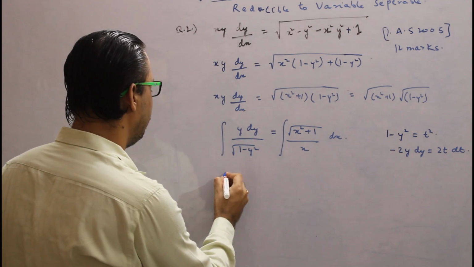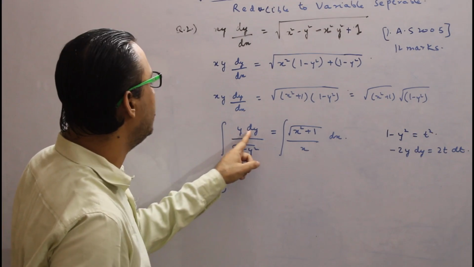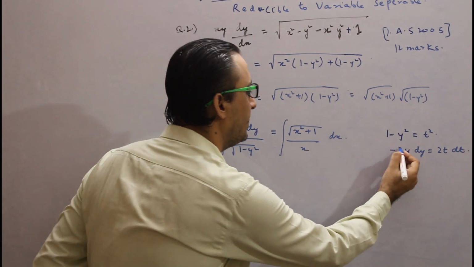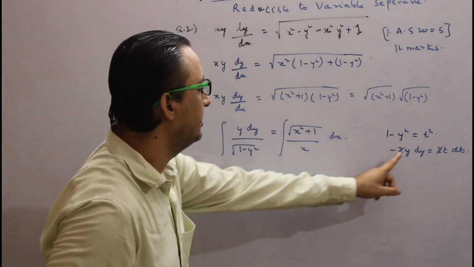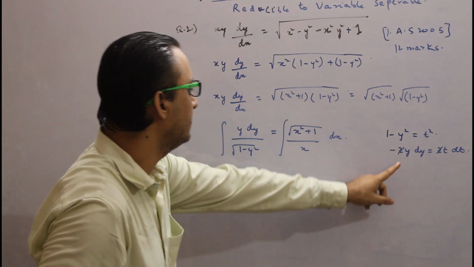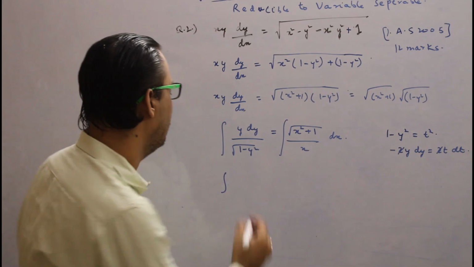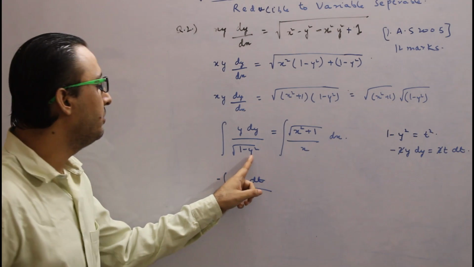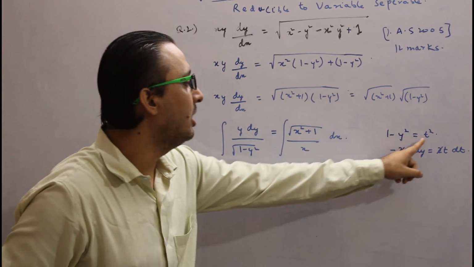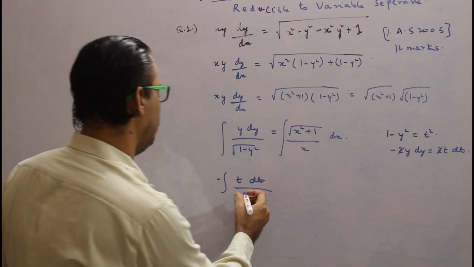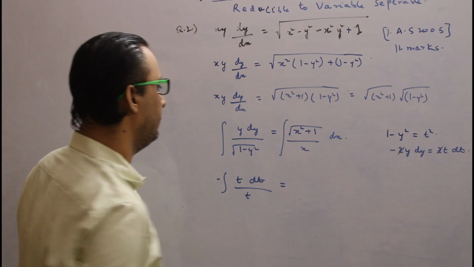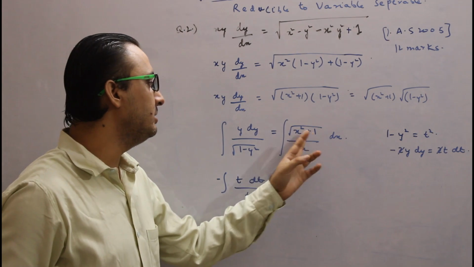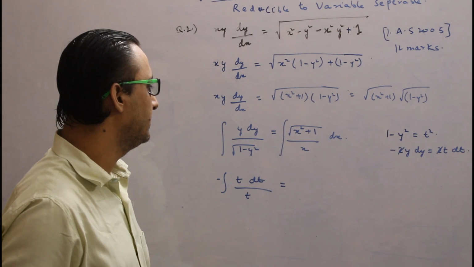So I can write this as y dy here, so 2 gets cancelled. What is remaining over here is, in place of y dy I can write minus of t dt, and under root of 1 minus y square is how much? t. Okay, so what can we do substitution over here?